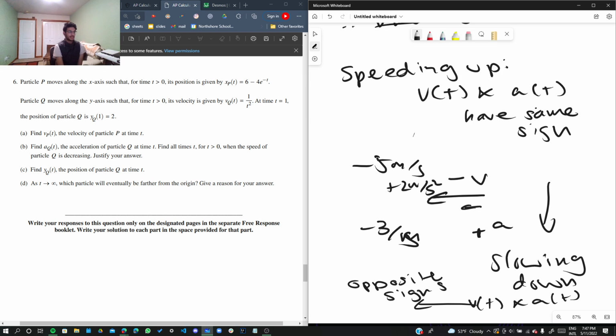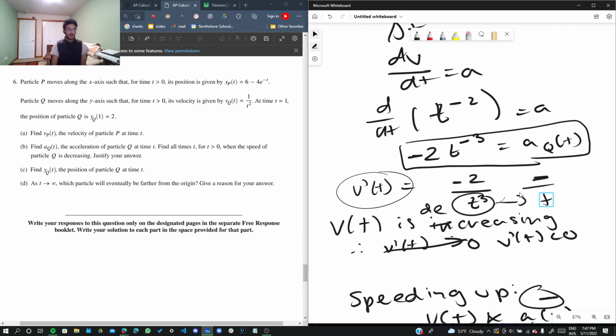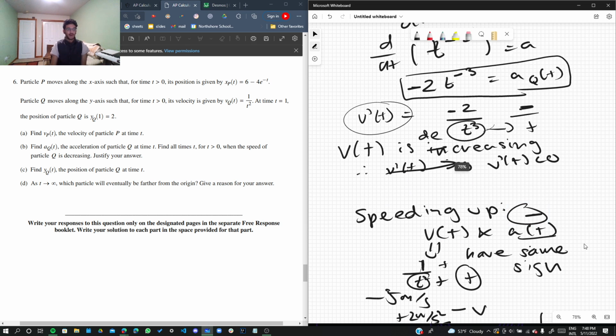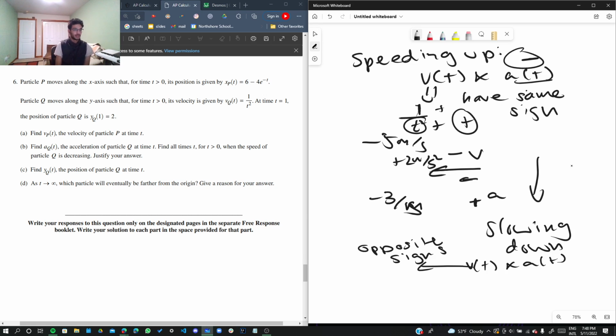So here, what is it? If you look at v of t, it's just 1 over t squared. As t approaches infinity, or for t greater than 0, this is going to be positive. T squared is always going to be positive, and 1 is always positive. So you're going to have a positive velocity, but a negative acceleration. Therefore, you're going to have opposite signs, and therefore it's slowing down. So slowing down is the correct answer: velocity is positive and acceleration is negative.